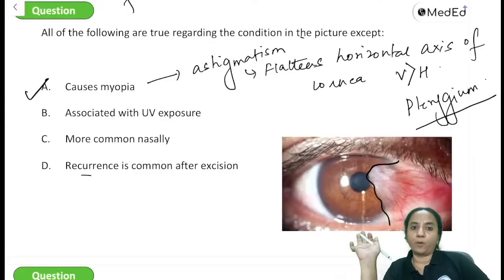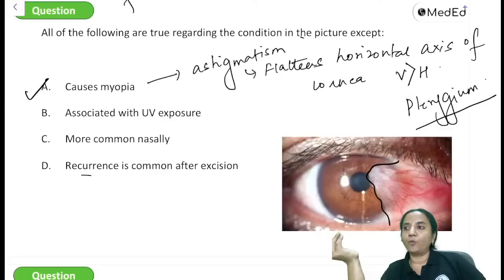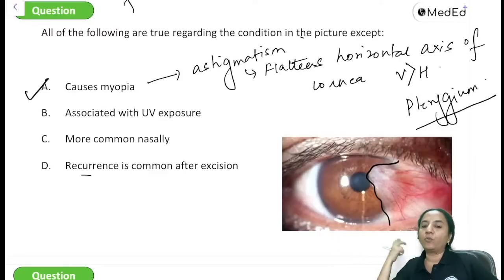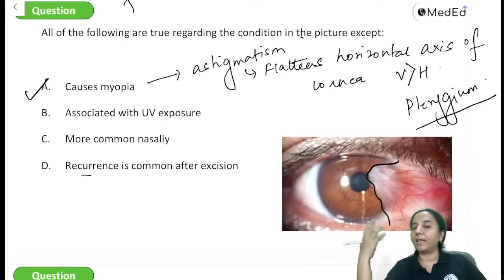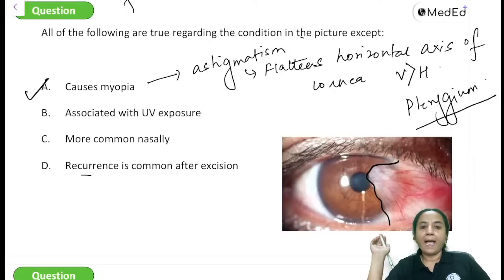It doesn't cause myopia. It is associated with UV ray exposure. That's why it is seen in rural populations, in farmers, in laborers who work outdoors. It is more common on the nasal side. And if you do a simple excision, then the main problem that happens is recurrence.